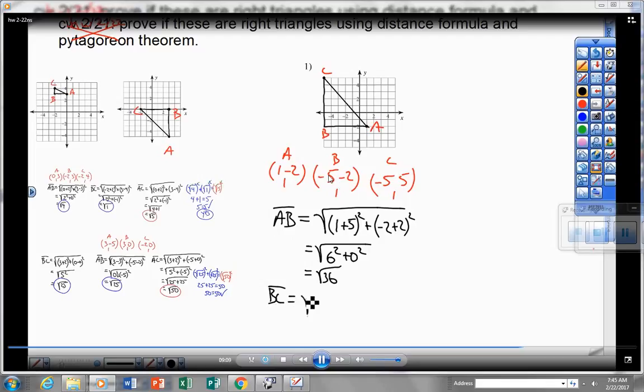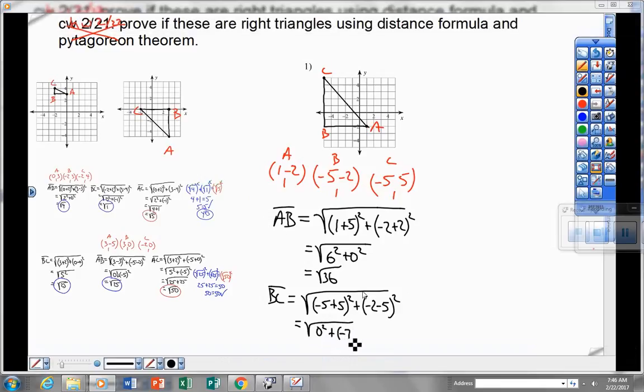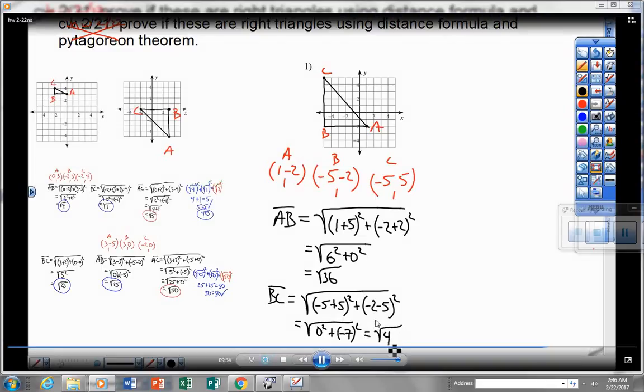The next length I do here is B and C. So negative 5 minus minus 5 is negative 5 plus 5 squared plus negative 2 minus 5 squared gives me 0 squared plus negative 7 squared, which gives me the square root of 49. Leave that alone. Now the next one is AC all the way down.